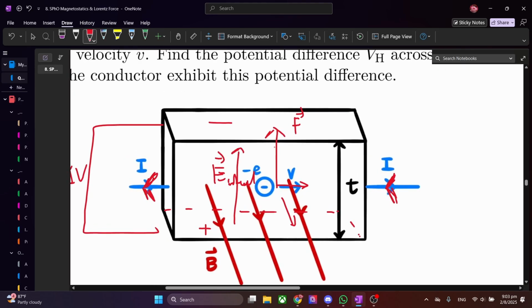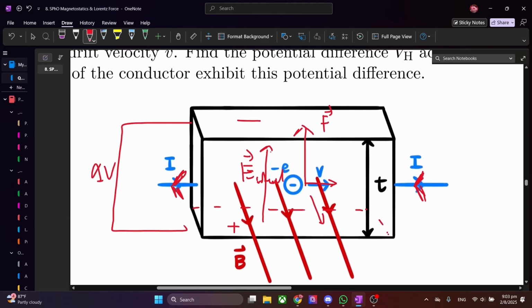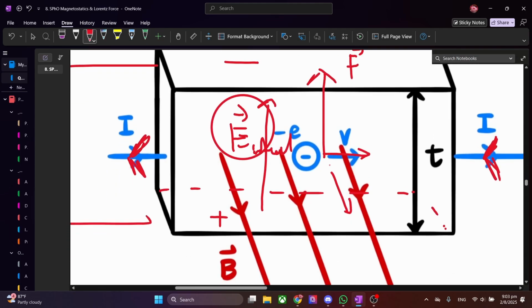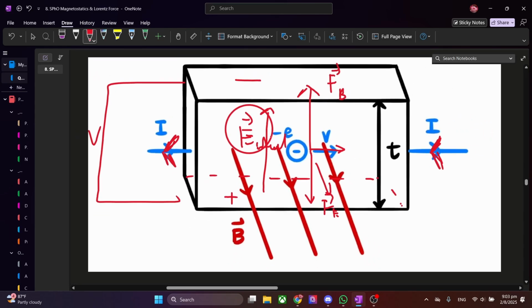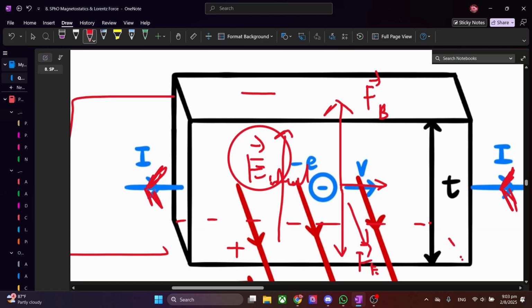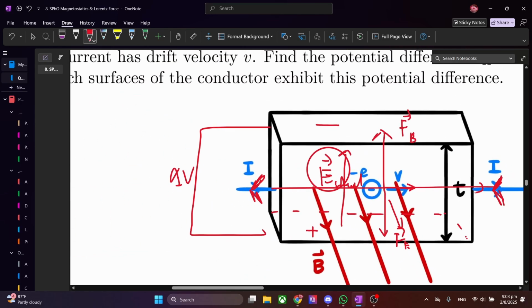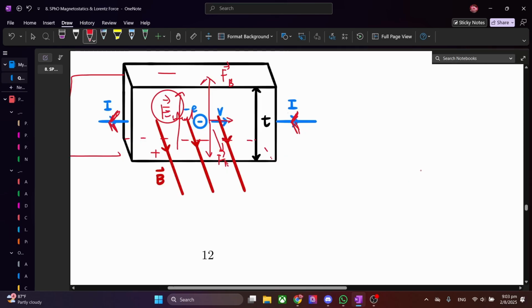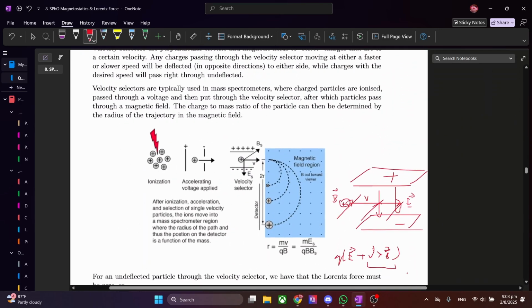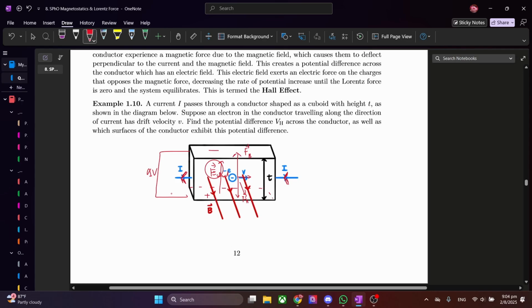And at some point, once enough charge is built up, this electric field is going to be big enough such that it exactly opposes the force by the magnetic force. So once this has built up enough, your electric force is going to balance the magnetic force, and any subsequent electrons that travel like this will remain undeflected, which is exactly the concept of the velocity selector I mentioned just now in a similar aspect.